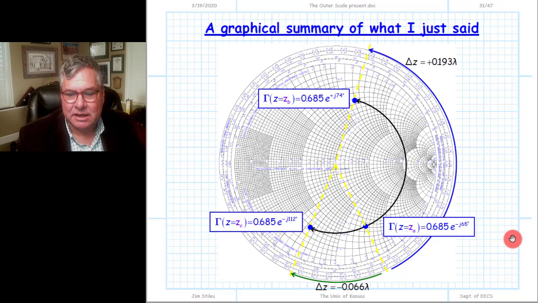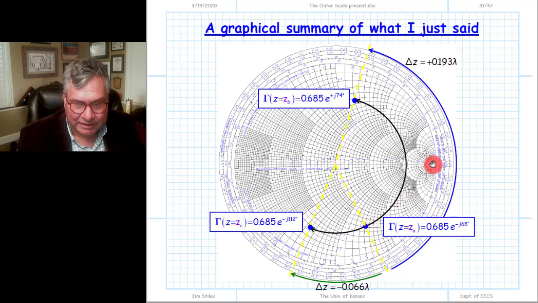and therefore increasing the reflection coefficient phase. If we go back and start at the same location ZA, and now we move again along the transmission line, but in this case, move in a negative direction. In other words, move in the direction of decreasing Z, away from the load, toward the beginning, the input of a line. And let's say we move a distance of 0.066 lambda away from the load.